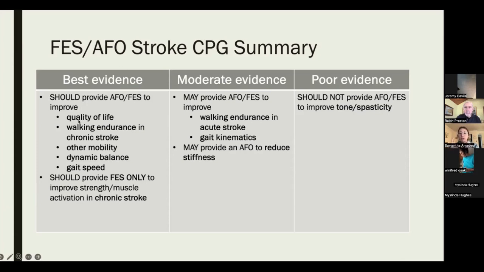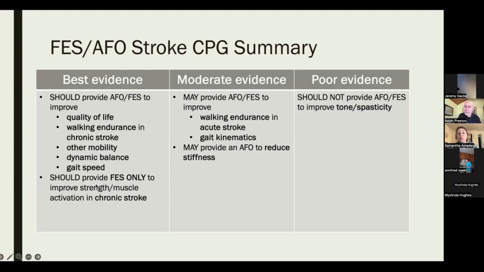But if we look at the evidence from all of this wonderful research that these really smart research physical therapists looked into, the best evidence says that physical therapists and practitioners should provide ankle-foot orthoses or FES to improve things like quality of life, walking endurance in chronic stroke, other mobility tasks. So that's your transfers, stair negotiation, dynamic balance, so your balance while moving, and your walking speed. So it's proven that we can use an AFO to improve all of these things. So if you needed an AFO, and we had your walking speed and it was slow, it's very, very highly likely that we would see significant improvement in these things following use.